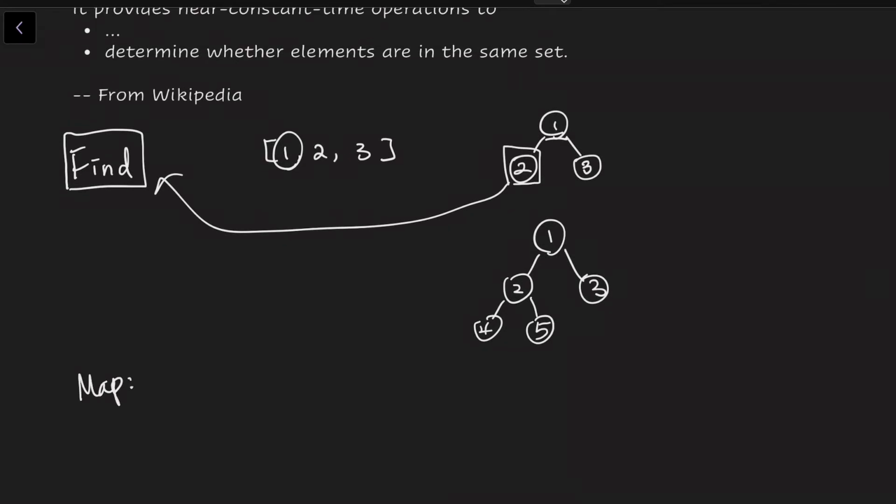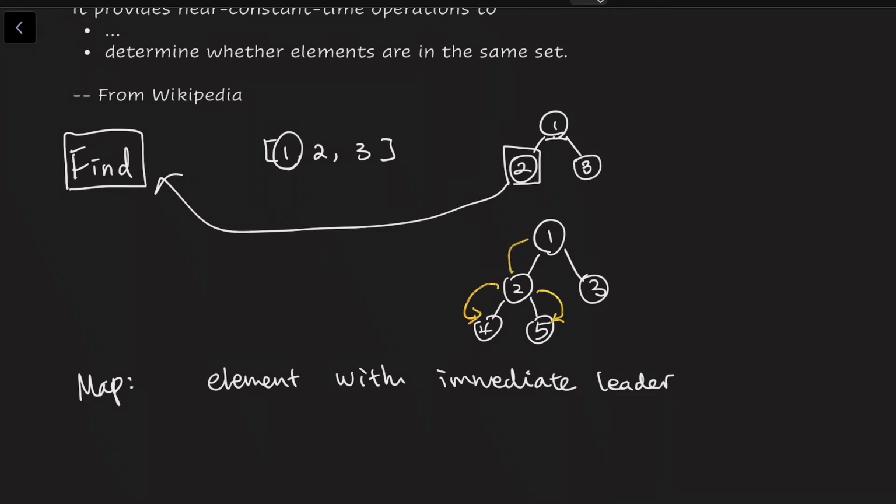We can use a map, and map each element to its immediate leader. So here we say 2 is a leader of 4 and 5. 4 and 5 are followers of 2. They follow what 2 does, and 2 follows what 1 does. So 4 and 5 also follow what 1 does.